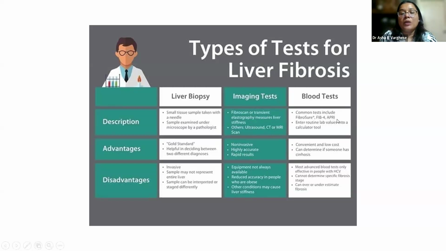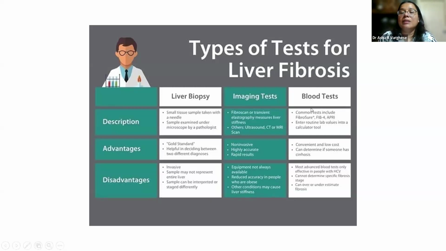Reduced accuracy in people who are obese because of fat issues. Most of these cases of liver fibrosis will be seen in people who have a sedentary lifestyle, less exercise, etc. So obesity is something we have seen in the majority of cases with liver fibrosis. Other conditions may cause liver stiffness. So it need not always be fibrosis. It can be some other conditions also.